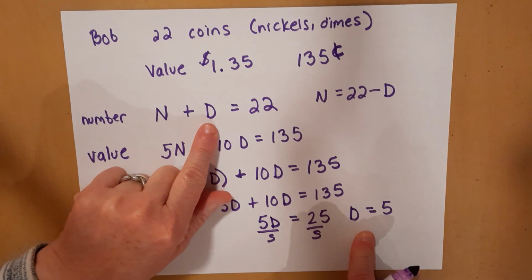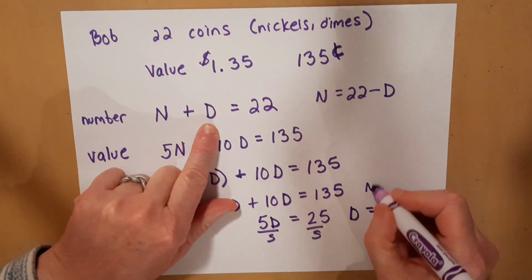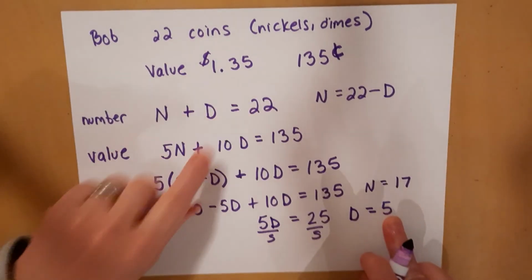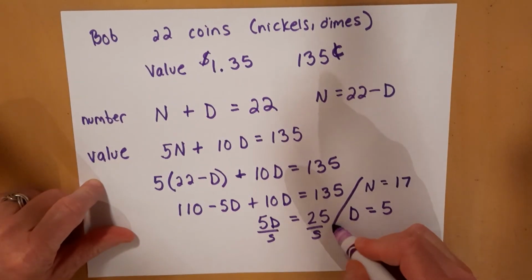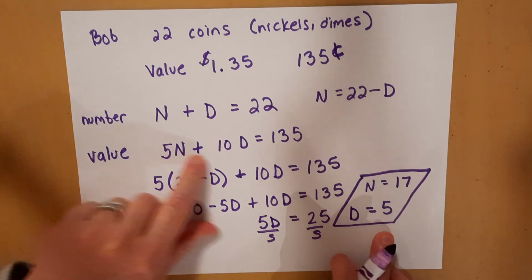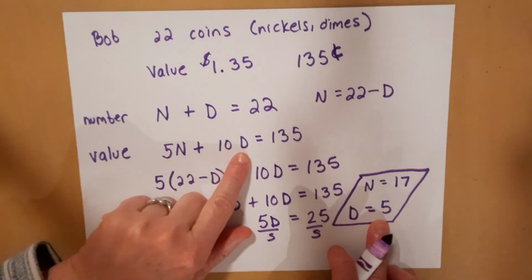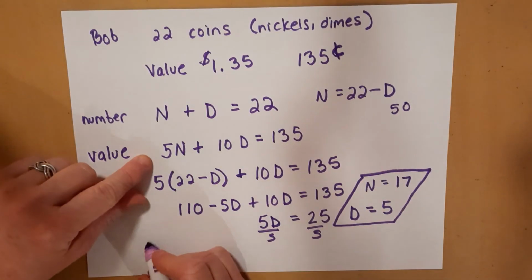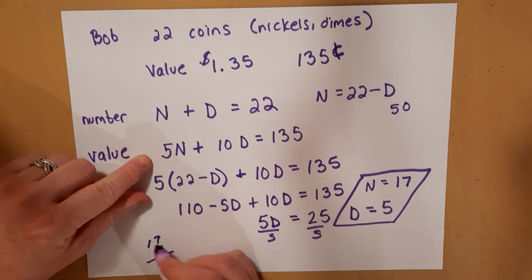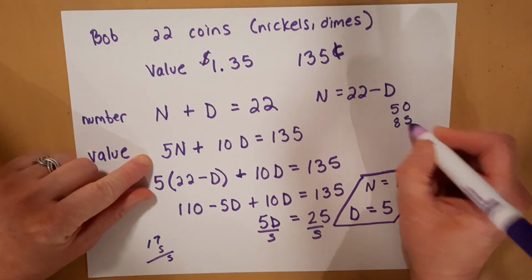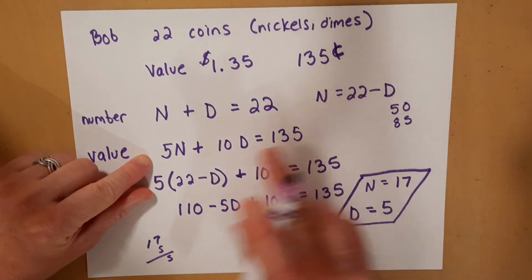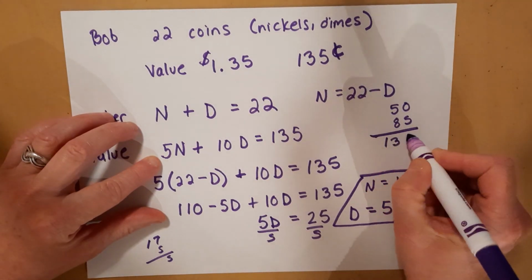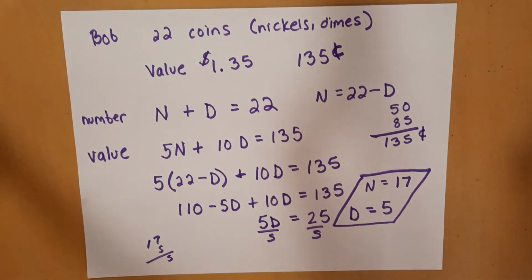If we have 5 dimes, then we know that the number of nickels must be 17, because 17 plus 5 equals 22. So that would be our answer. It's always good to check it to see if it works. 10 times D, that's 50 cents for the dimes, and 17 times 5 gives us 85 cents for the nickels, which gives us a total of 135 cents, which works out.